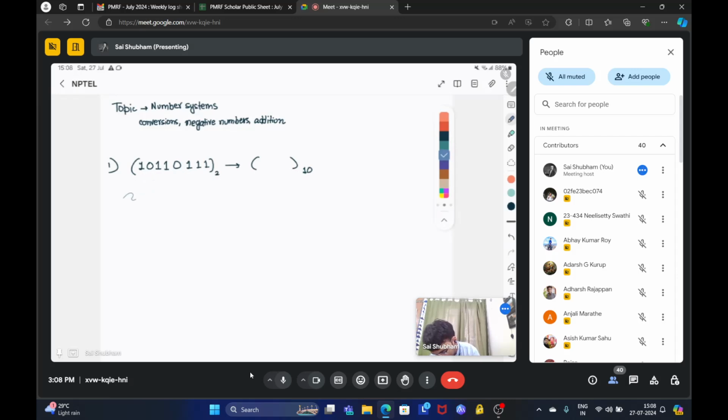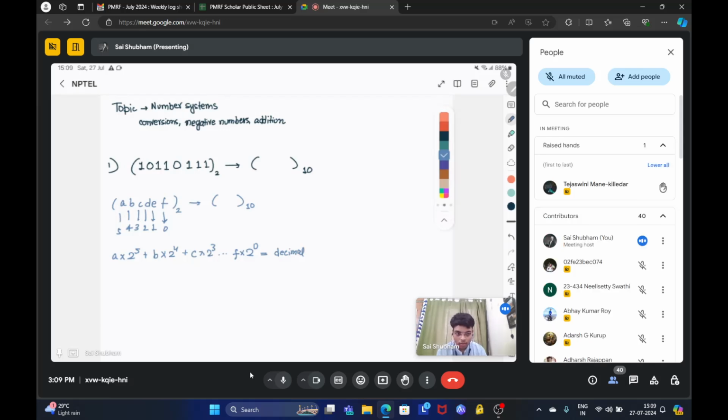If any number is represented in the binary form, and you have to convert it into decimal form, the trick is that this is your zeroth position, this is your first, second, third, fourth, and fifth. So the conversion will happen like this: a into 2 power 5 plus b into 2 power 4 plus c into 2 power 3 all the way to f into 2 power 0. So this will give you your decimal representation. So can you use the same logic and solve this?